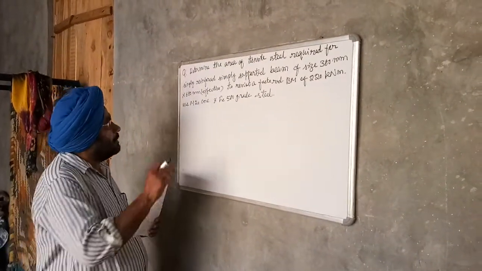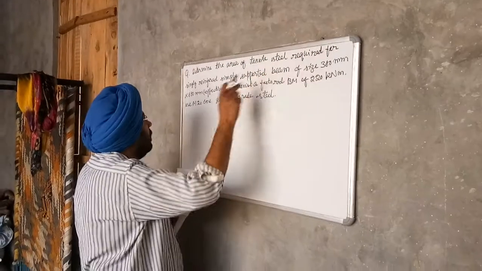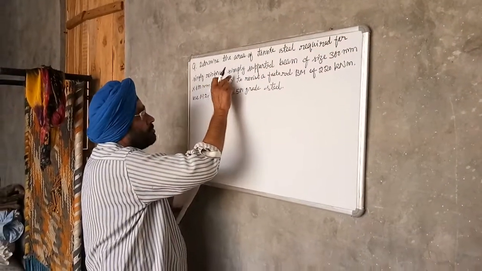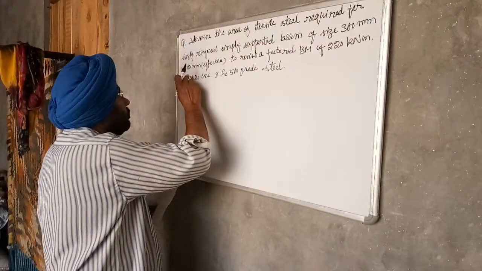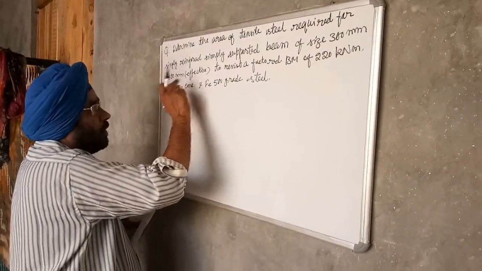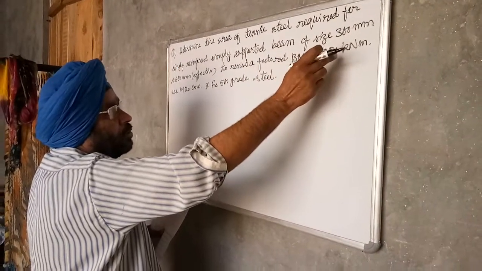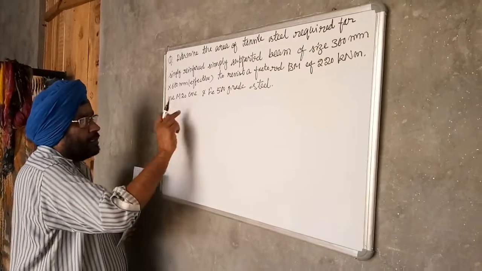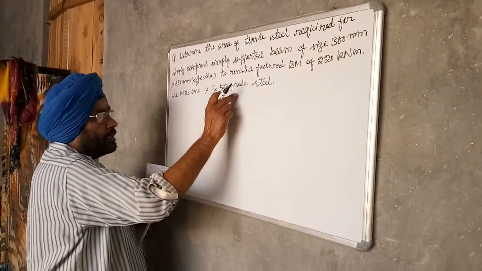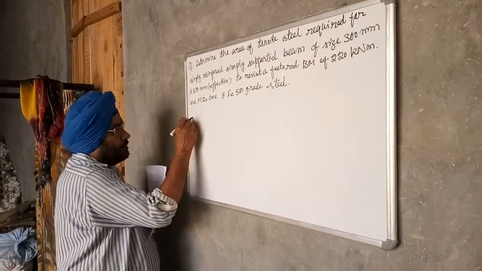Dear students, we are doing a numerical on a singly reinforced beam by the limit state method. The question is: determine the area of tensile steel required for a singly reinforced simply supported beam of size 300 millimeter into 600 millimeter effective depth to resist a factored bending moment of 220 kilonewton meter. Use M20 grade concrete and Fe 500 grade steel. So the data given to us.